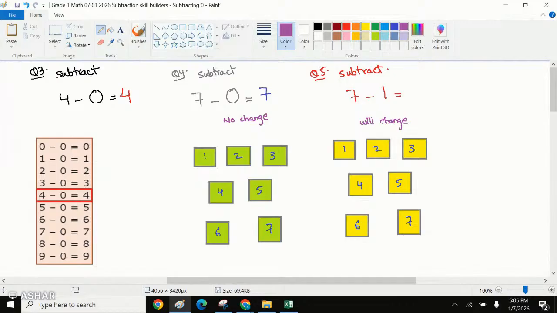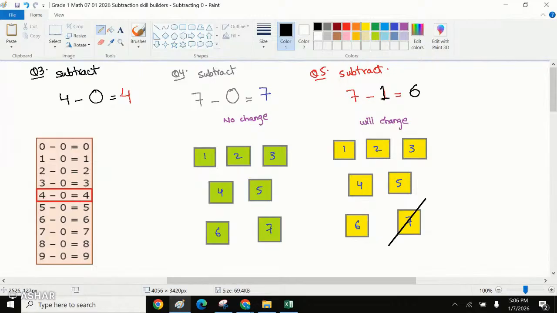If we had 7 of these boxes, if we remove one box, we always start from the biggest number, right? So how many boxes are now left? Now we are left with 6, because this number was not a 0, right? If the number that is removed is a 0, then there is no change, right?